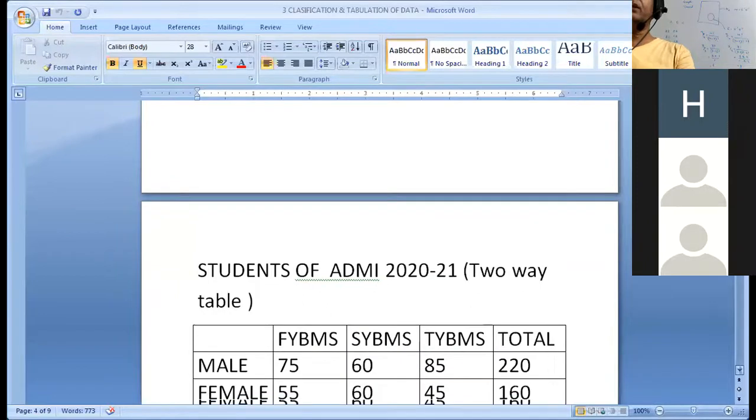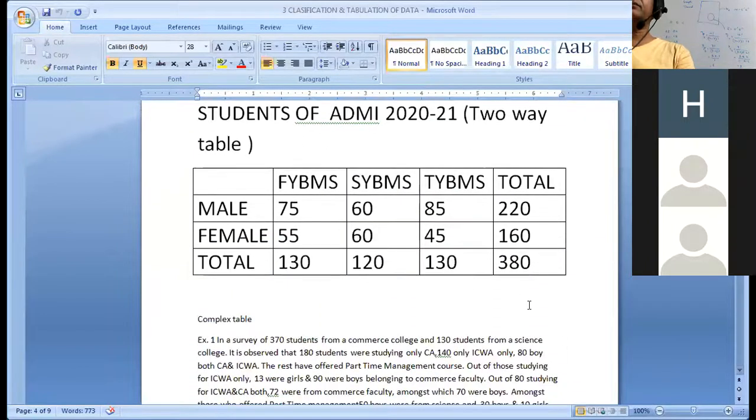Then it becomes a complex table. For example, here I have taken class: FYBMH, SYTY, male, female. So two characteristics are taken, your gender and which year. So it's a two-way classification, a two-way table, so we say it is a complex table. It can be three-way also, or four-way; depending on the situation we can construct a table.